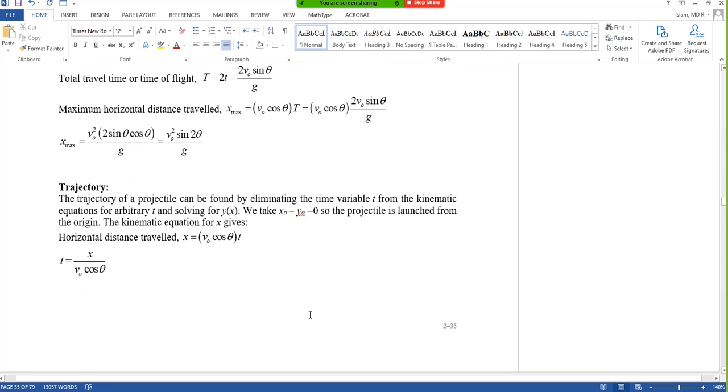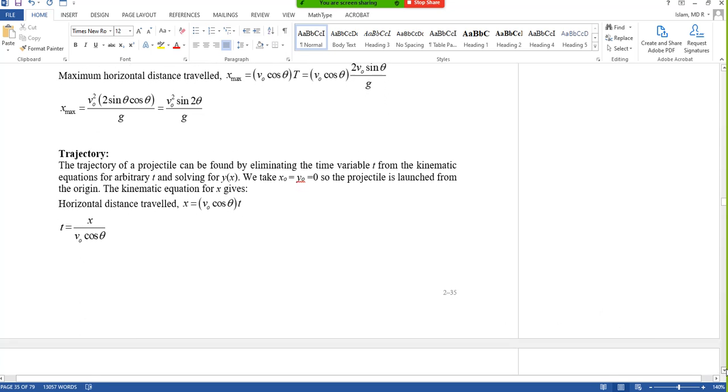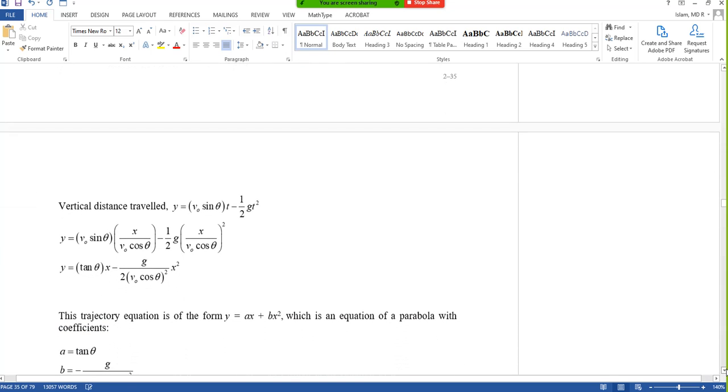Trajectory equation. What is this? It is the equation of the entire path. How to find it? In our general equation, if we insert the value of t, then you will get y in terms of x. Now they found this equation.